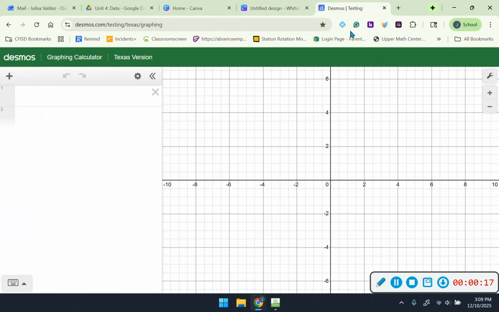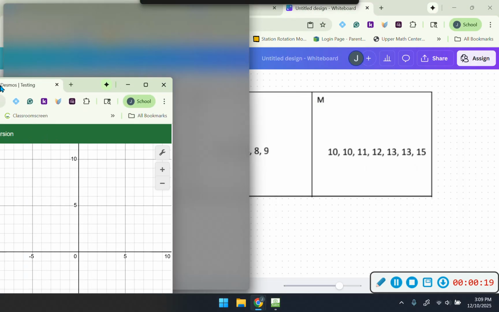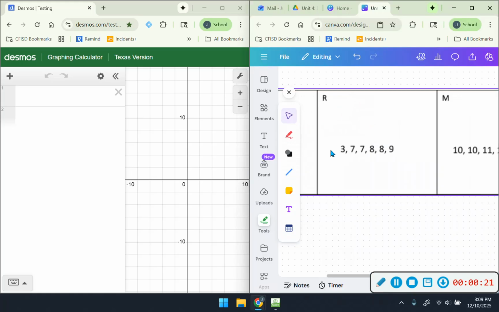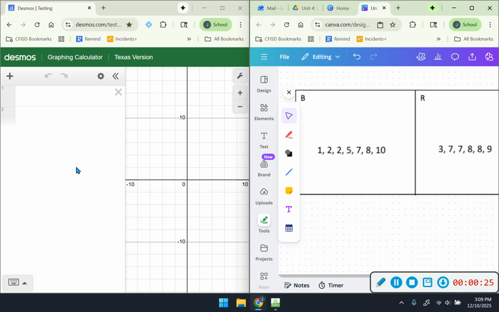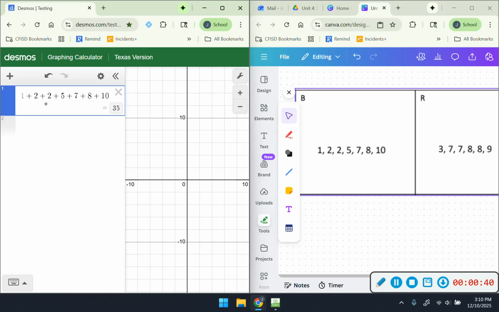So I'm going to split my screen so I can see what my Desmos has and what my examples have. So, here's my first example. I'm adding up all the numbers: 1 plus 2 plus 2 plus 5 plus 7 plus 8 plus 10. Okay, so I have 35.